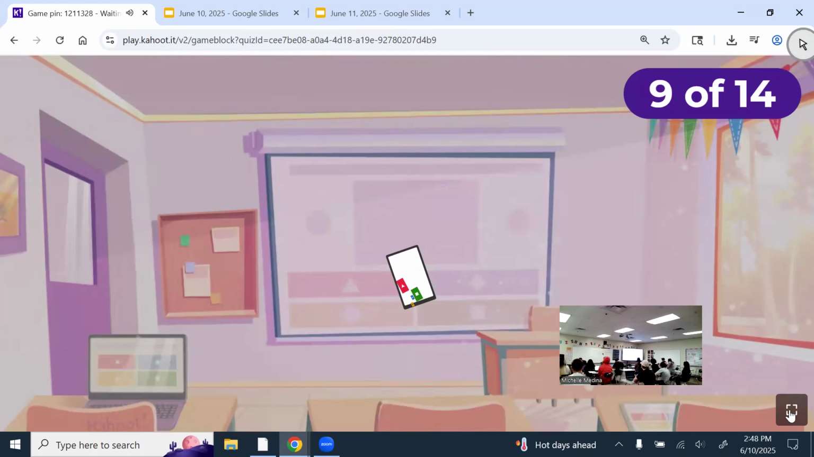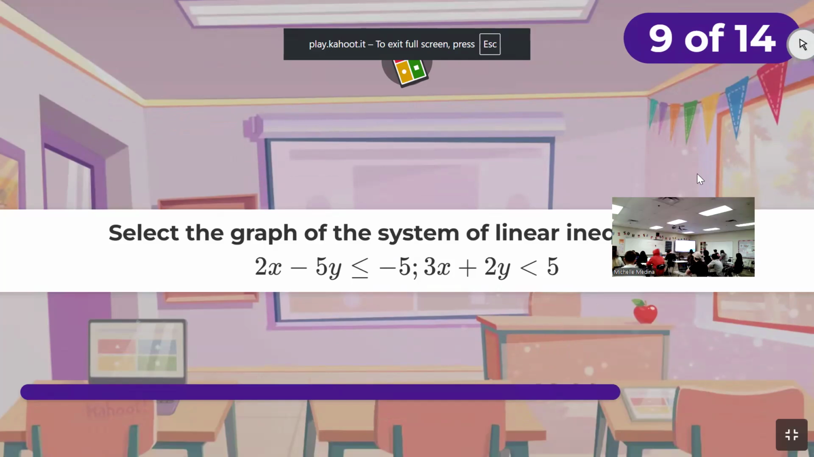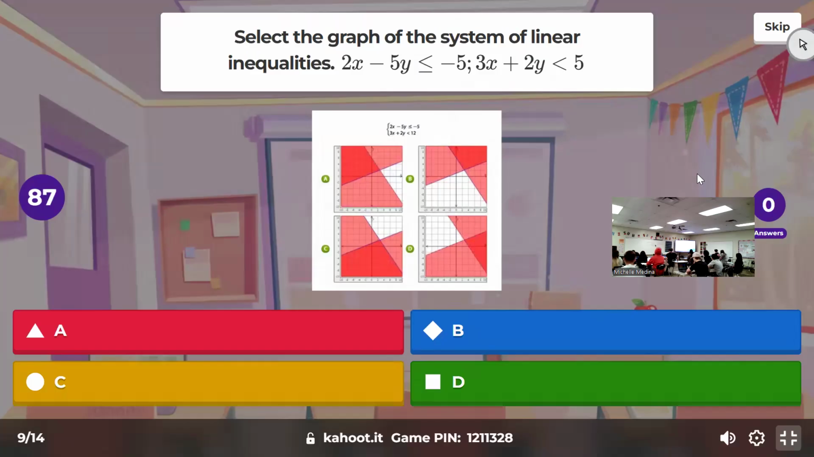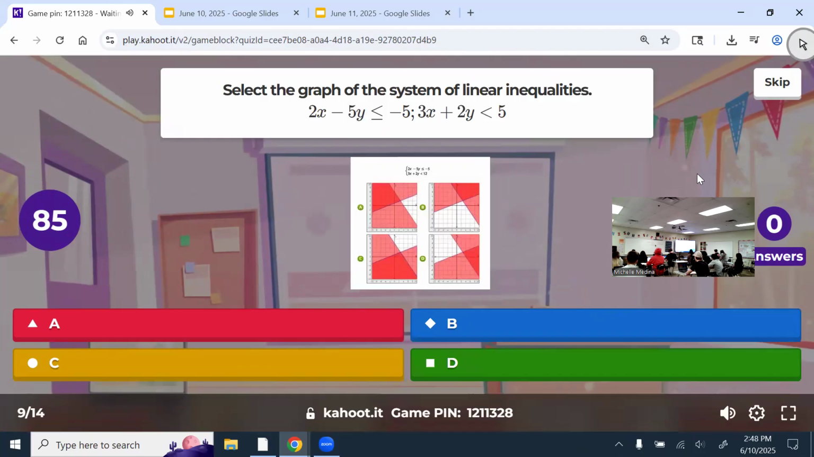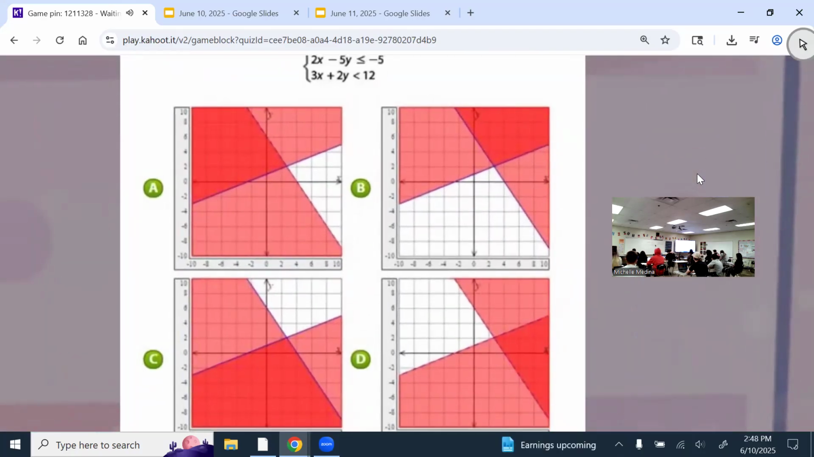Okay, so select the graph of the system of linear inequalities. So same thing, different equations. I'm going to try to zoom in. The order is still A, B, C, D, like how it looks.